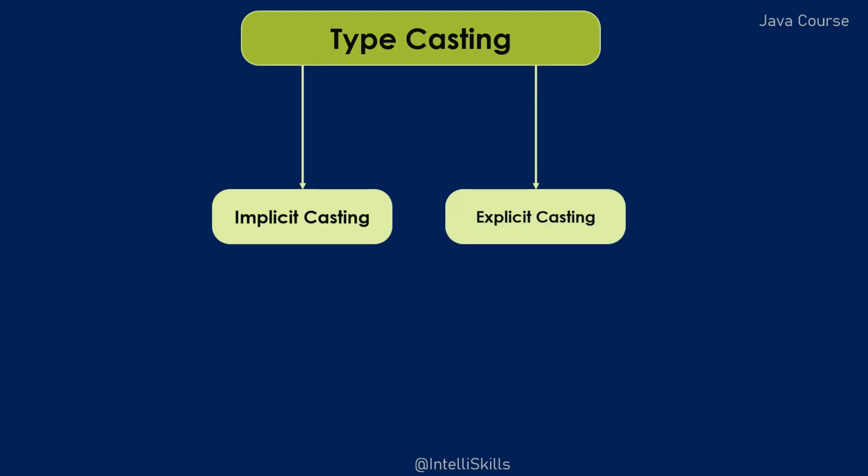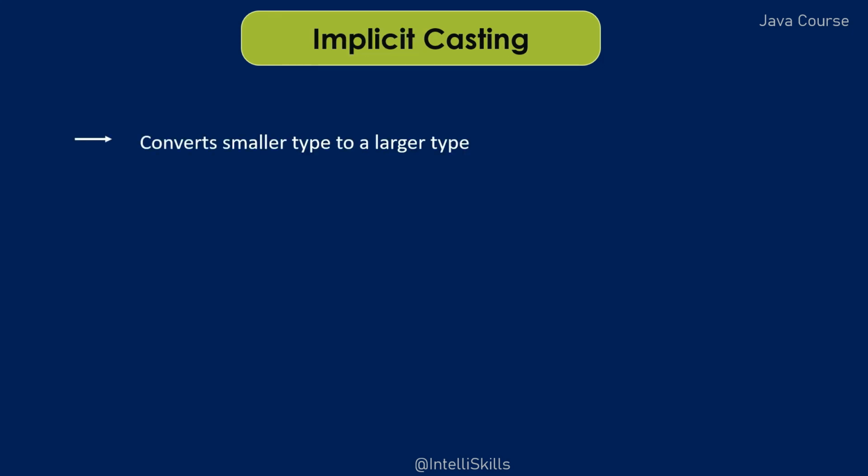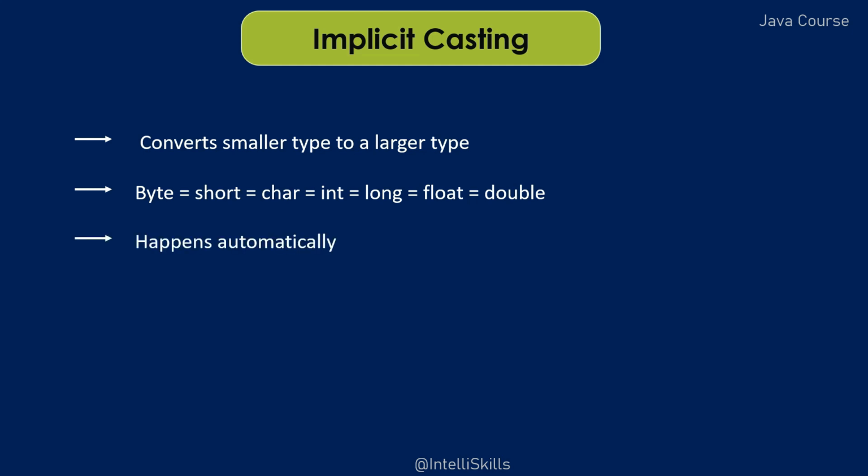Now over here we will learn about implicit casting and explicit casting. Typecasting is of two types, implicit and explicit. Implicit casting means converting a smaller type into a larger type. A primitive data type which has a small size, we convert to a primitive data type which has a larger size. This is the order: byte to short, short to char, char to int, int to long, long to float, float to double. It's like an ascending order. Implicit casting is basically the ascending order part and it happens automatically.